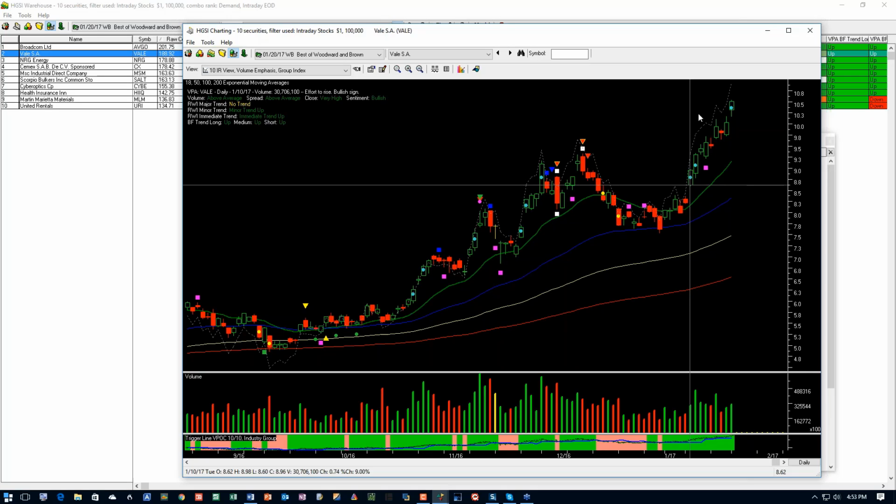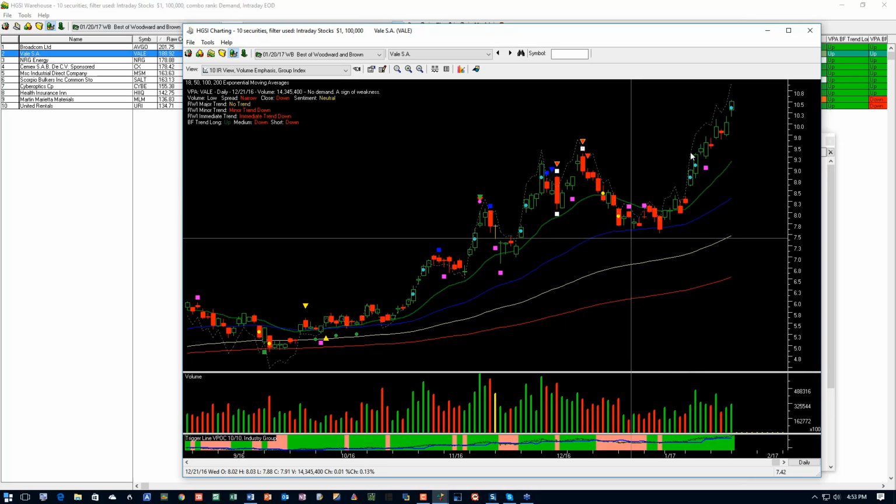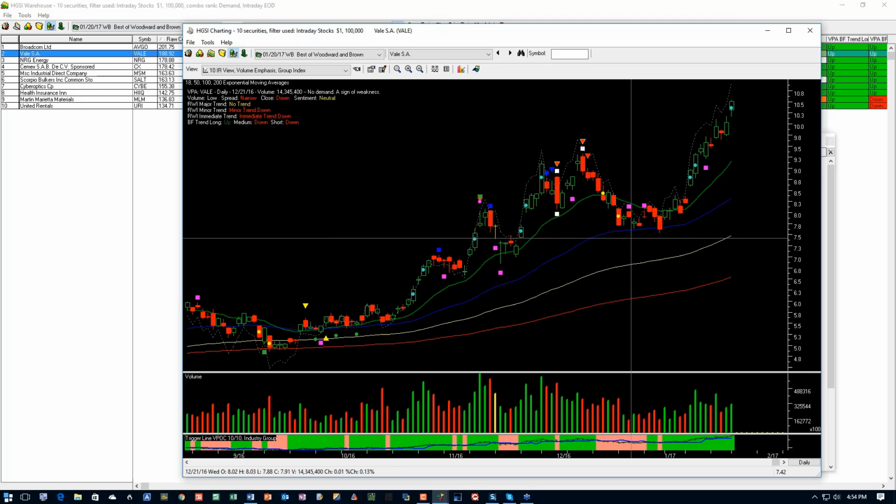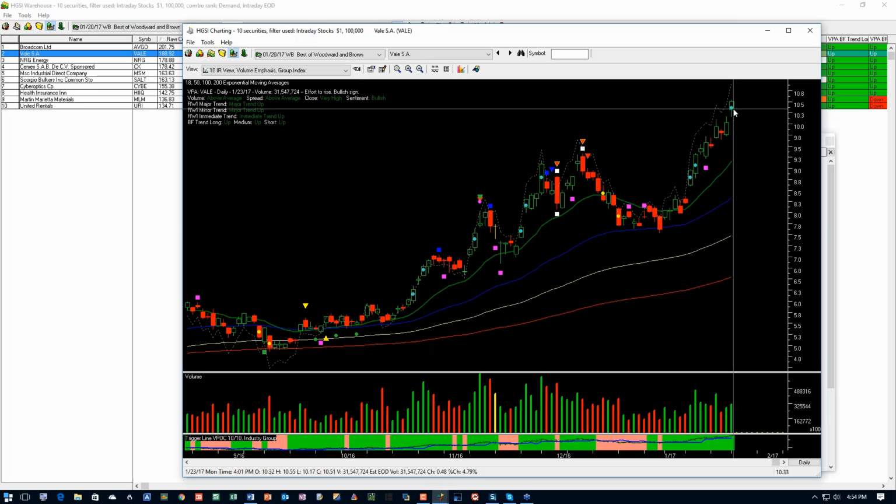Look at that group, the group support. Everything was here. And this came up in Best of Woodward and Brown on Friday. It would have been good. Well, you know, it gapped open today. It's getting extended now, but the group is still going.